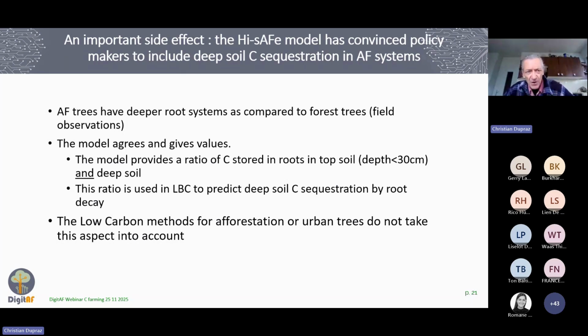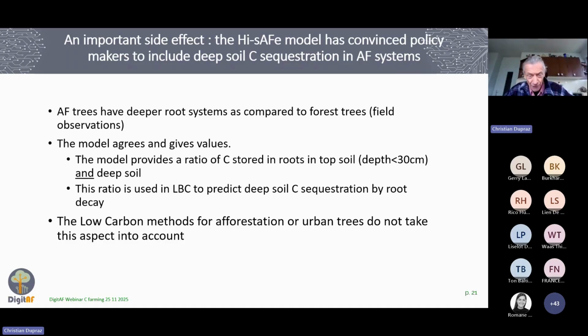As I said earlier, agroforestry trees have deeper root systems, and the model agrees and gives values of the ratio of carbon stored in topsoil and deep soil, both in roots and in organic matter. And the previous methods for afforestation or urban trees did not take this aspect into account.